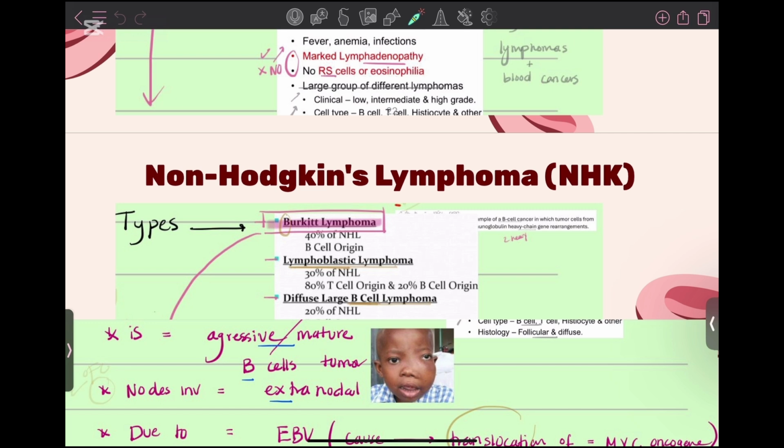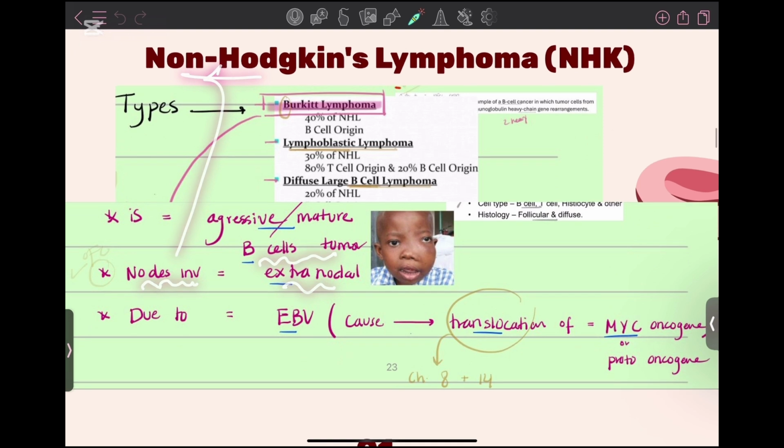It's involved in the mature B cells. If they ask you what type of cell is involved, you would say it's a B cell tumor. The nodes that are involved, because it's non-Hodgkin, it's extranodal. This is very important.